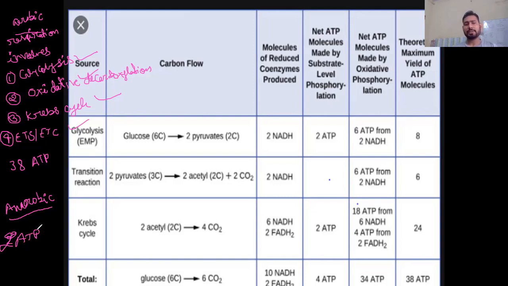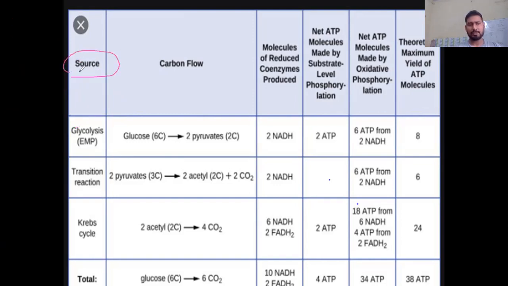Now I am going to discuss the calculation: how many ATP came? I told you the total is 38, but how did it come? In which steps, what product forms that converts into ATP, and where is the direct ATP formed, which is called substrate level phosphorylation. So firstly we will see the slide, and after that we will go into the detail. Okay, you can see the slide.